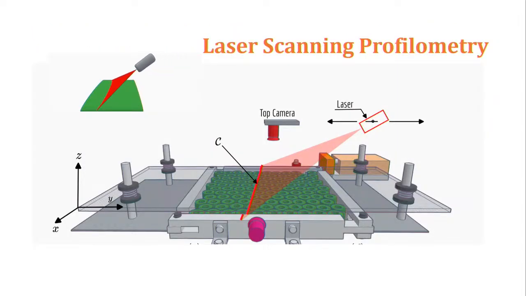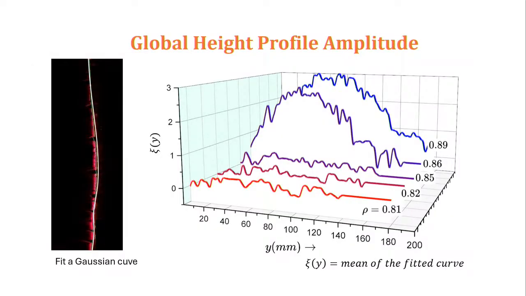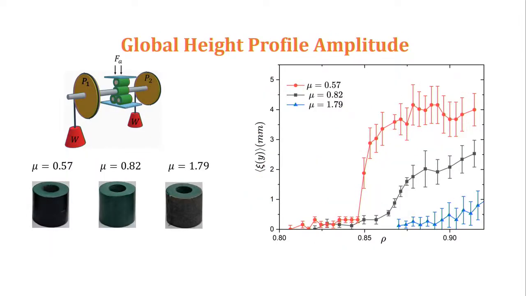You can do a bit of laser scanning profilometry to figure out how many particles have popped up in the system. If you are below a critical density, then for the first run these are almost flat, but the moment you go above the critical density, you start getting these things buckling out. This is normal, classical Euler buckling. You can measure this height. This is an average height measured along this particular direction. You can see this average height as a function of density.